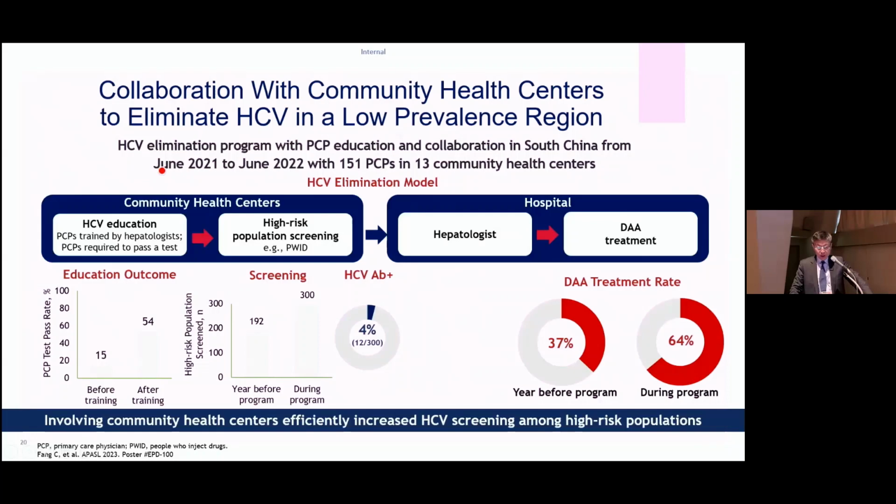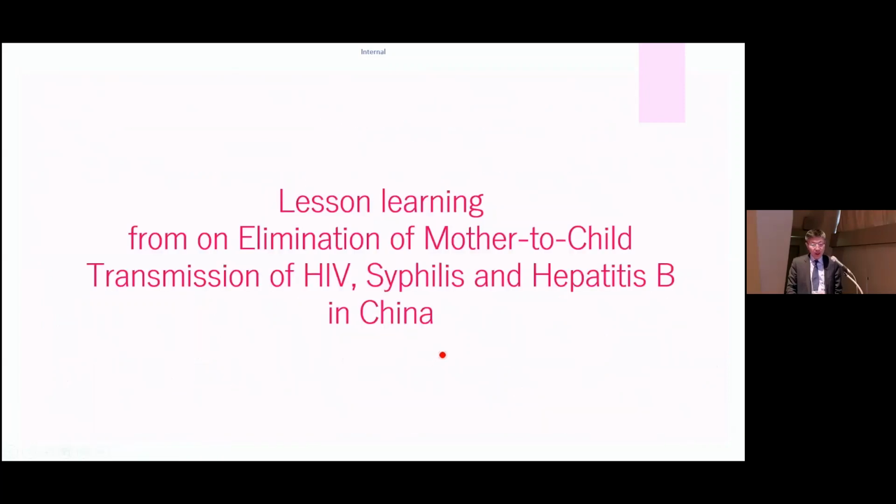This project involved 151 primary care providers in 13 community health centers. Due to the needs and the policy changes, the education outcomes improved. The primary care providers were trained by hepatologists, and population screening also increased, so more patients were identified, and giving DAA treatment is also very effective.